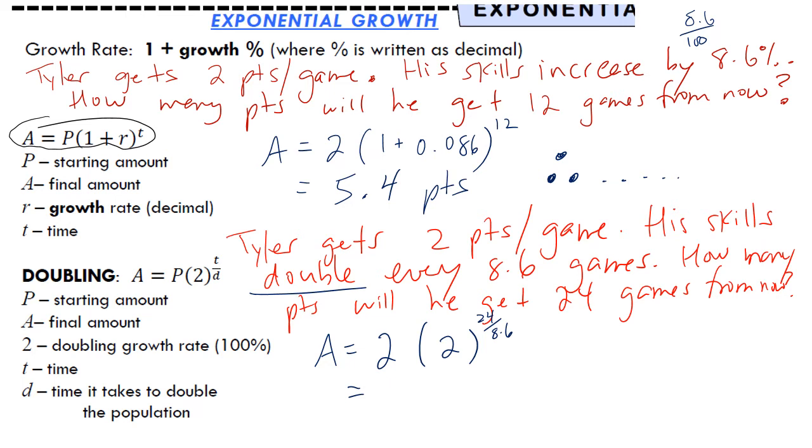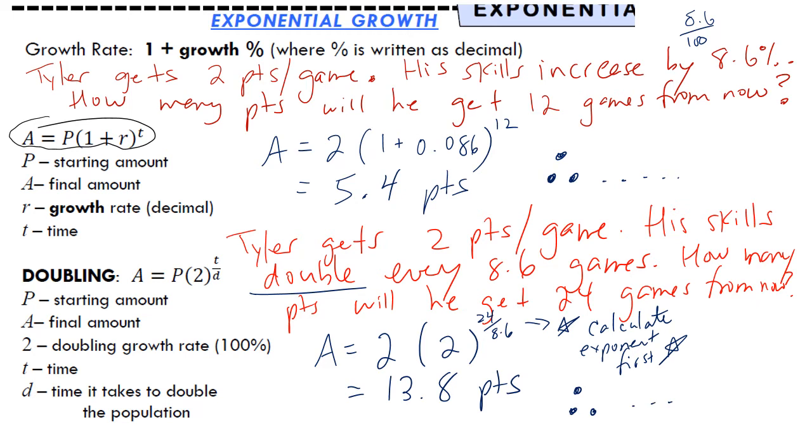Do not forget, so I'm just going to make a little note here. Calculate the exponent first. So I'll let you do that on your own. Calculate the exponent first, then do 2 bracket 2 close bracket to the exponent, whatever you get. When you round to 1 decimal place, you should get 13.8 points. And then don't forget a therefore statement. So there's 2 made up on the fly examples for exponential growth.